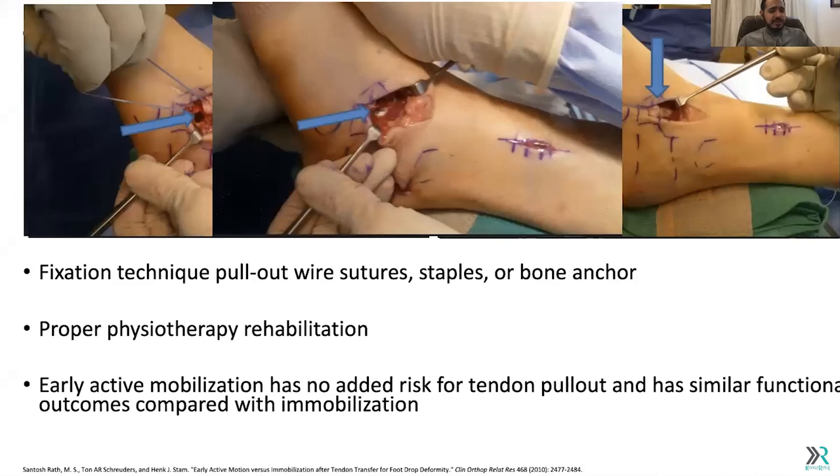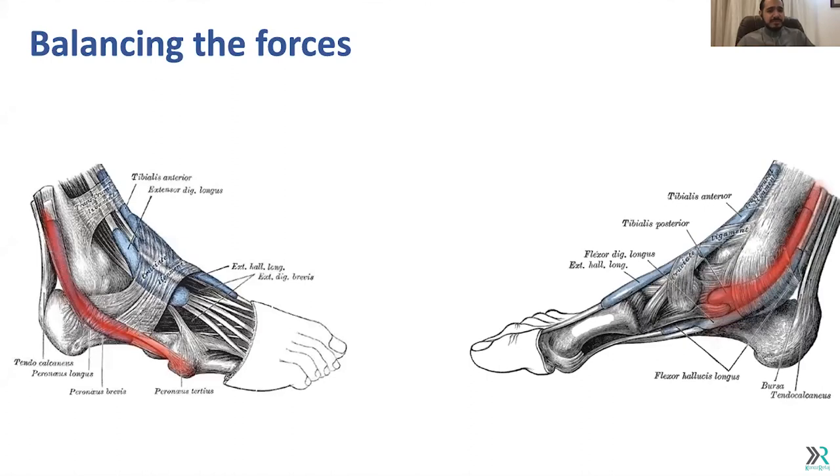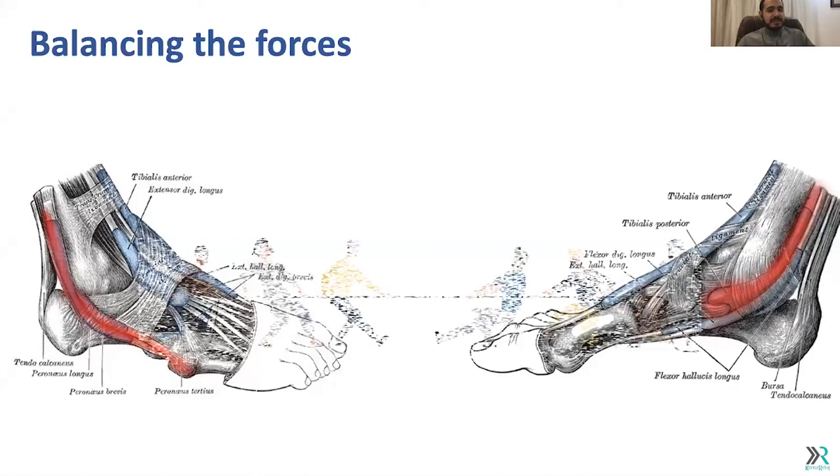We have found that early active mobilization has no added risk for any failure compared to immobilization, and this is based on a randomized controlled study. An important aspect is to balance the force. We know that there are muscular forces in the medial and lateral aspects of the foot, and taking one of those tendons and transferring it to the dorsum of the foot may cause imbalance. So it is very important to assess which muscular functions are still retained, so we can select the tendon that is needed for transfer without causing imbalance and further deformity.